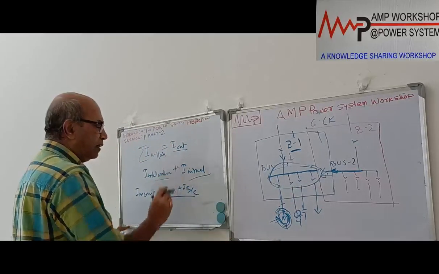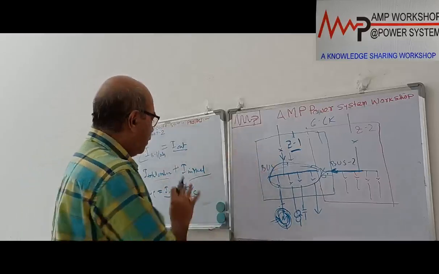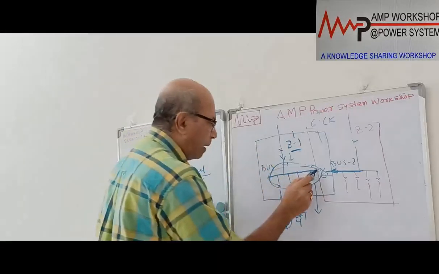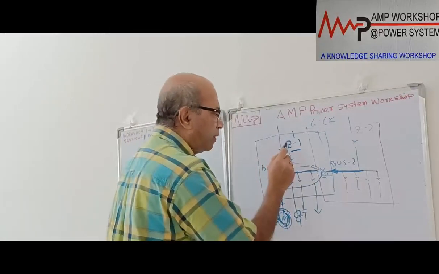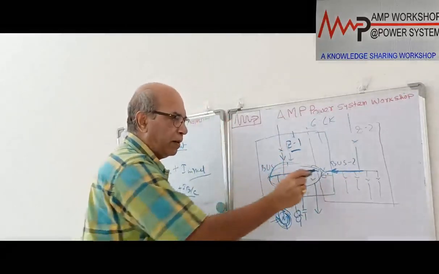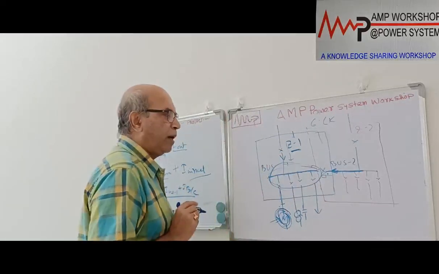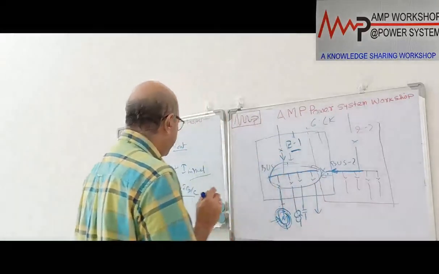Now this current and this current are equal in normal condition. The amount of power required by this bus bar will be taken from incomer 1 and bus 2, from the bus coupler. That is the normal case.